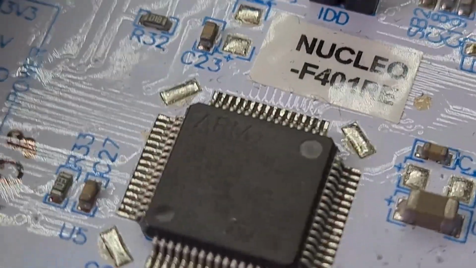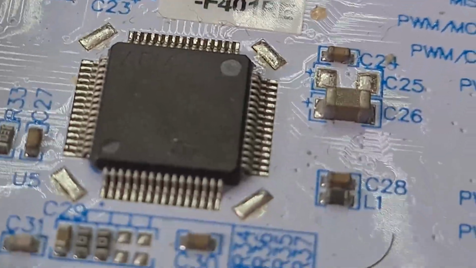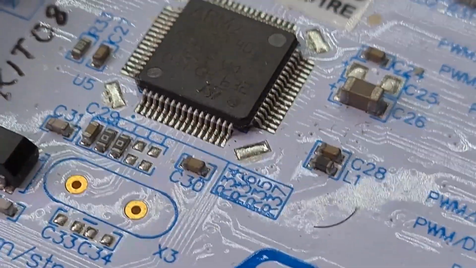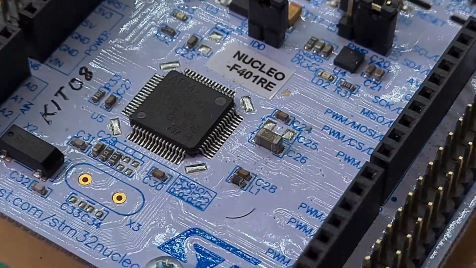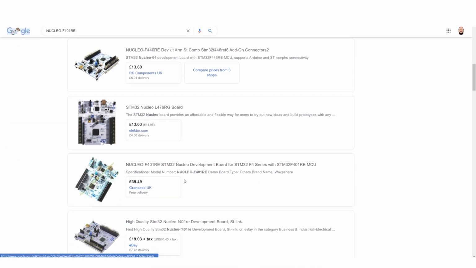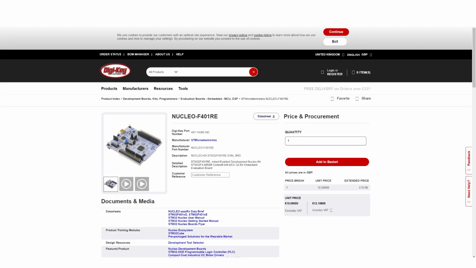As for which board I recommend, I have the STM32 F401RE. You can go with that one. That's the one that I use. I've got two of them. You can get that anywhere online for 15 quid. And yeah, that's about it really.